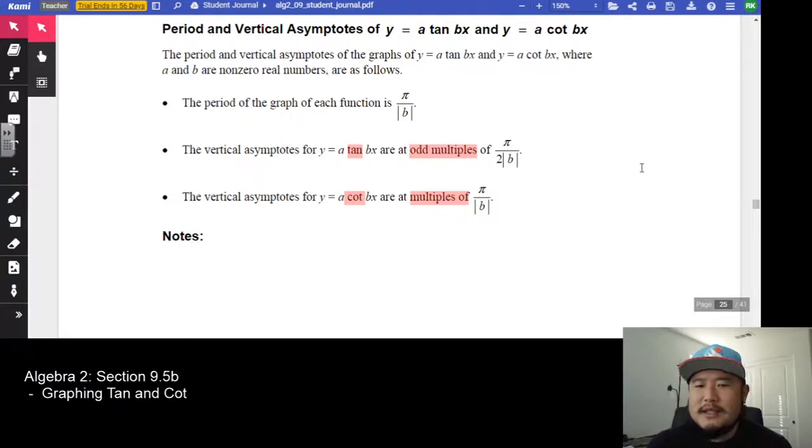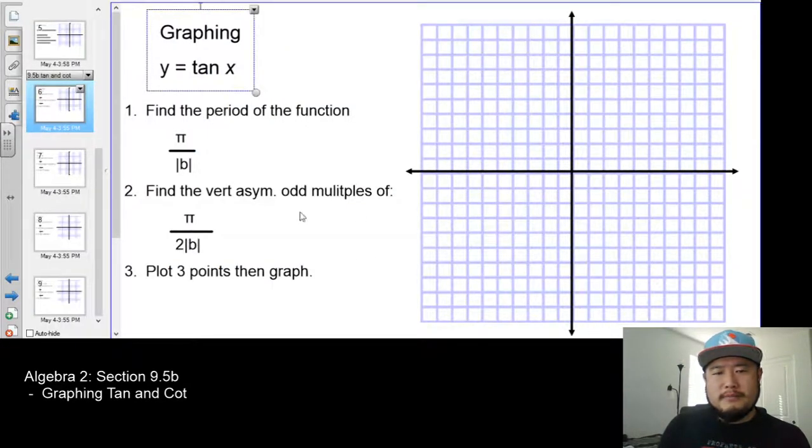For tangent, don't forget, it's pi over 2 absolute value b, and it's odd multiples of that. So whatever you get right there, you're going to multiply it by 1, multiply it by 3, multiply it by 5. Those are your odd multiples. When it comes to the vertical asymptotes of cotangent, you're just going to draw lines at every multiple of pi over absolute value b. Let's put it all together.